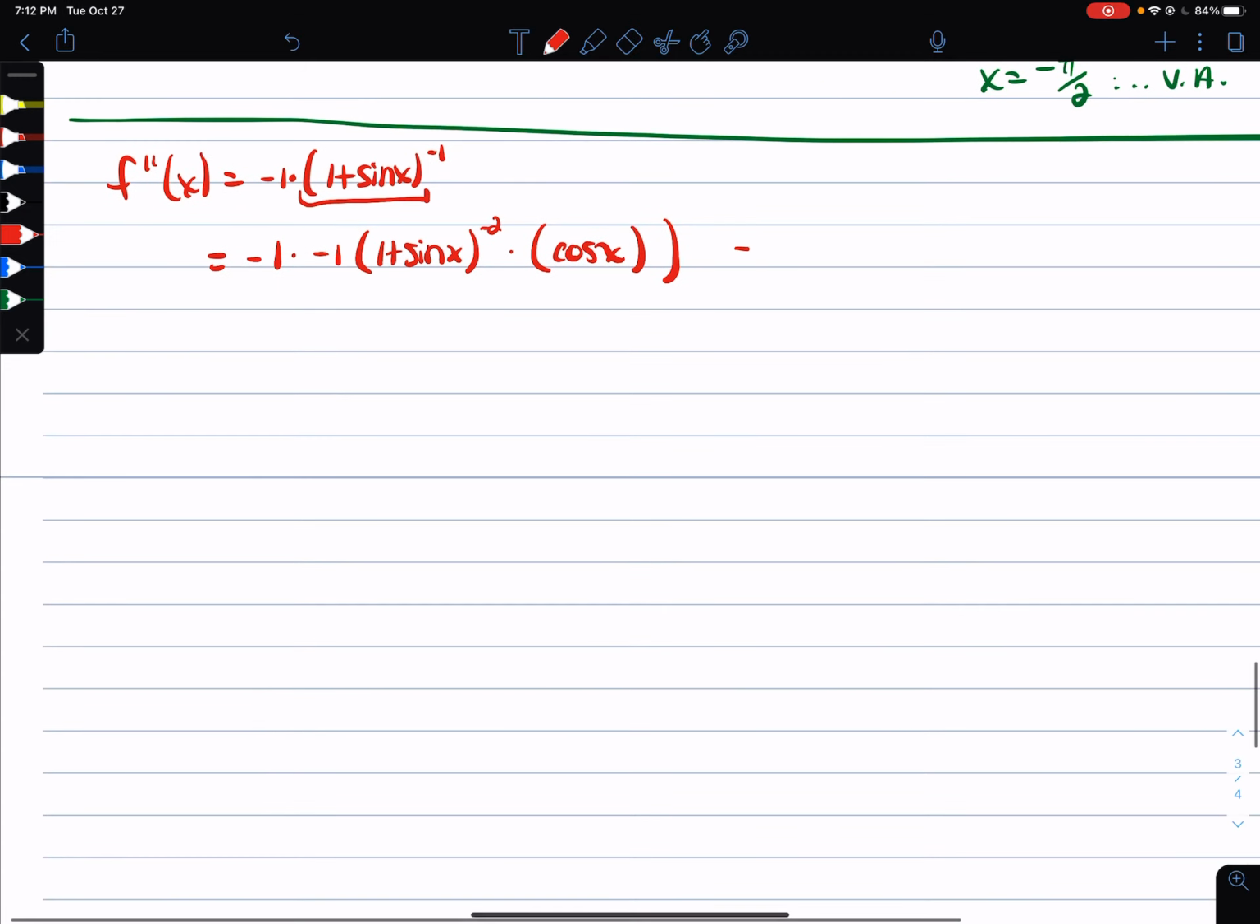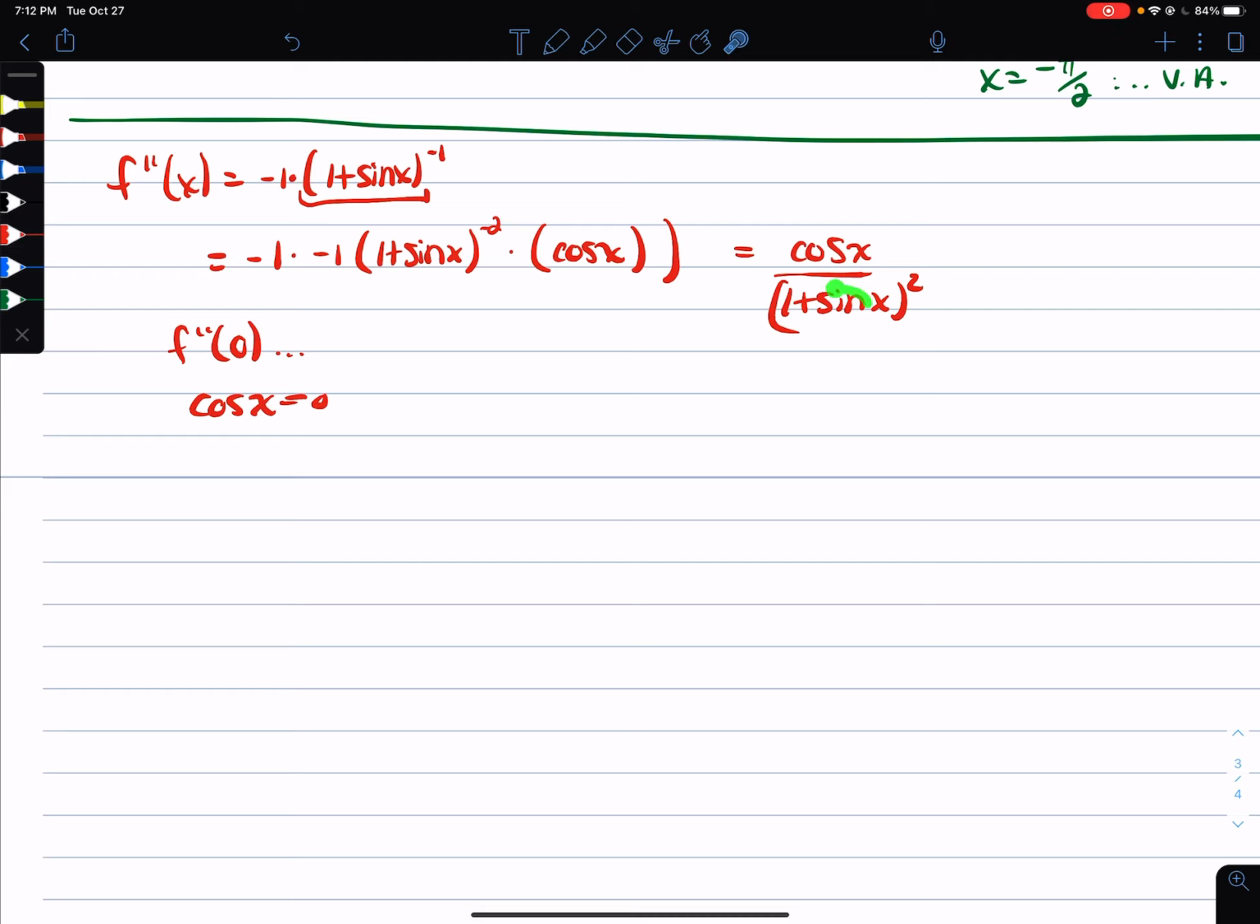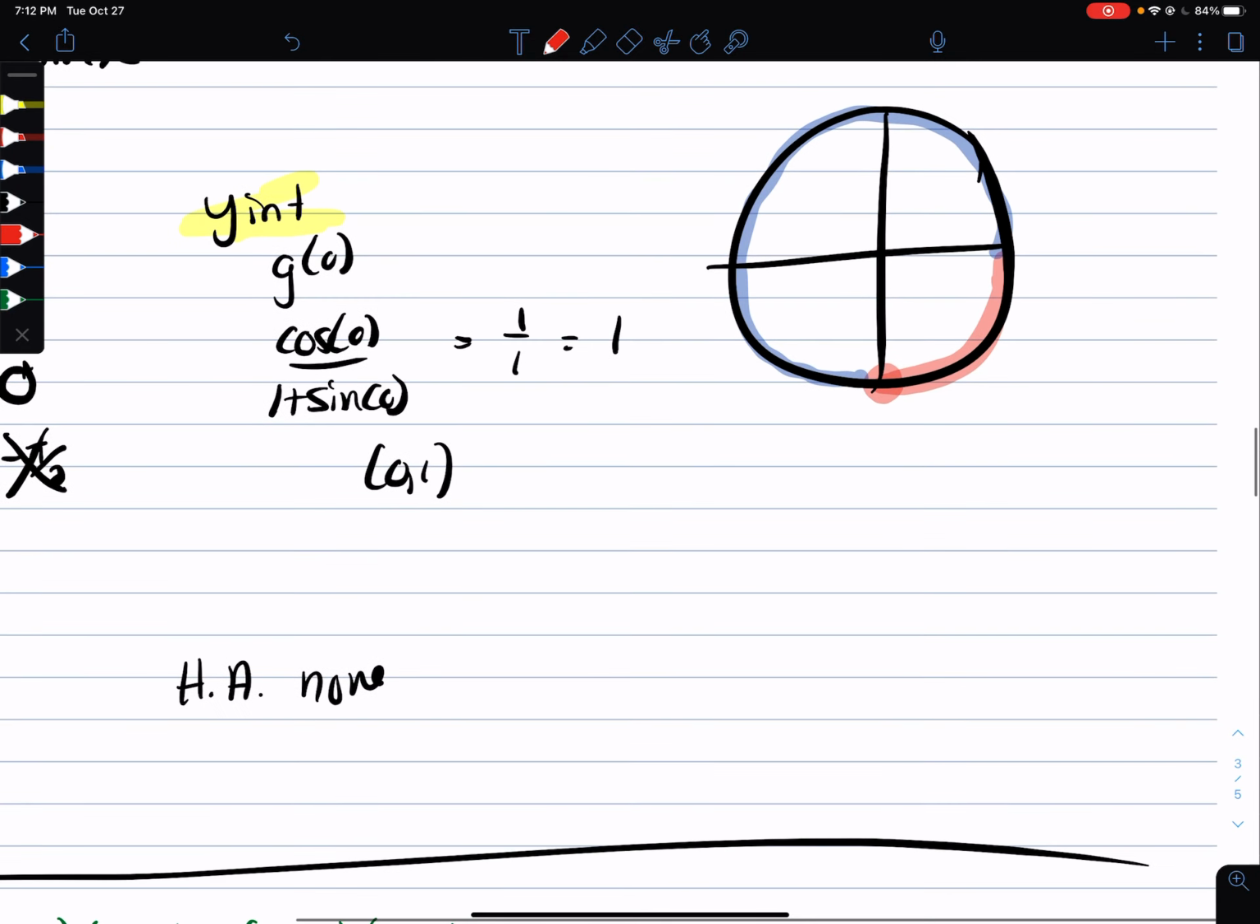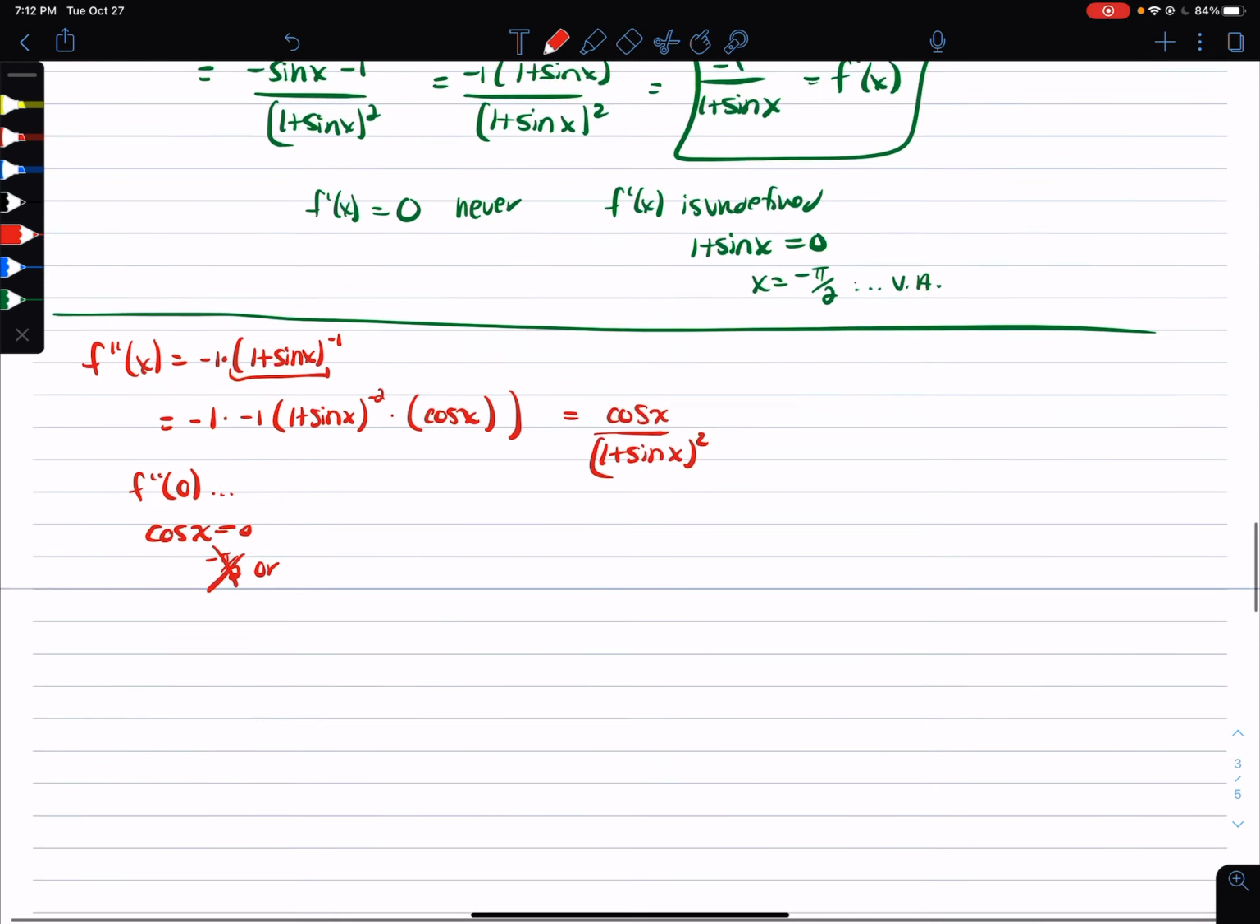So then from there we can simplify, right? Those negatives will undo each other. And then that 1 plus sine with the negative exponent would be sent to the bottom. So we're wondering when this second derivative is going to equal 0. Well, that'll occur when the cosine of x is equal to 0, but then that denominator cannot be 0. And we've seen this before, right? This reminds us of the original function. The cosine of x is going to equal 0 at -pi/2, but that's not in our domain. That's a vertical asymptote. Or the cosine of x is going to equal 0, again, on the given domain, right here at pi/2.